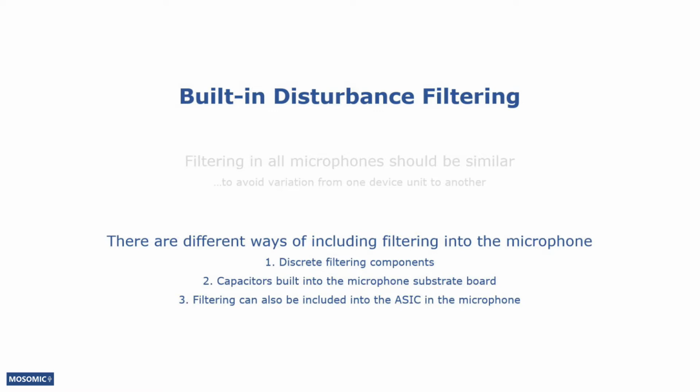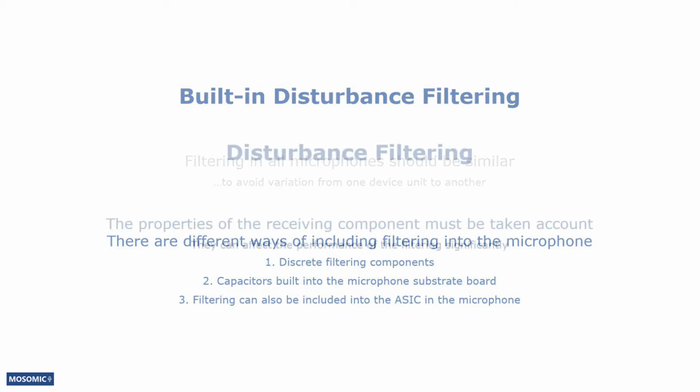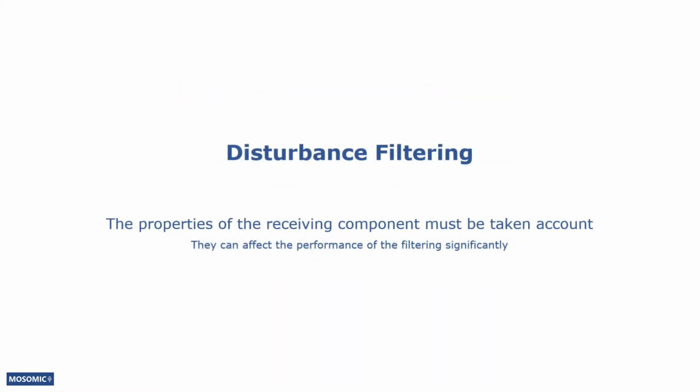The more wiring, traces, bond wires, vias, and so on, and components there are in the microphone, the higher the risk of parasitic inductances is. Filtering can also be included into the ASIC of the microphone. Also, the properties of the component that receives the microphone output signal, for example a codec, should be taken into account when designing the filtering for the microphone signals.